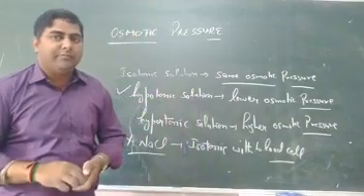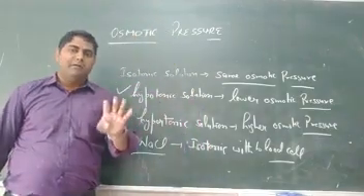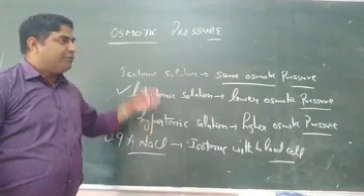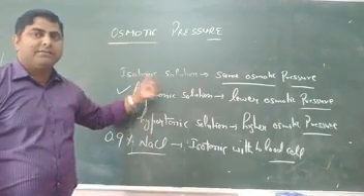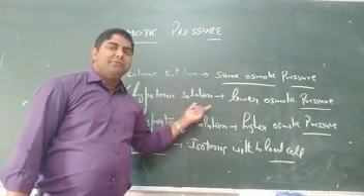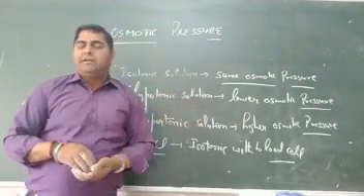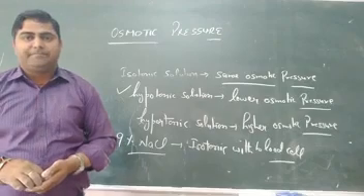So with this we have done all the four colligative properties. Tomorrow we will discuss the numericals based on these two colligative properties: one, depression in freezing point, and the second one is osmotic pressure.